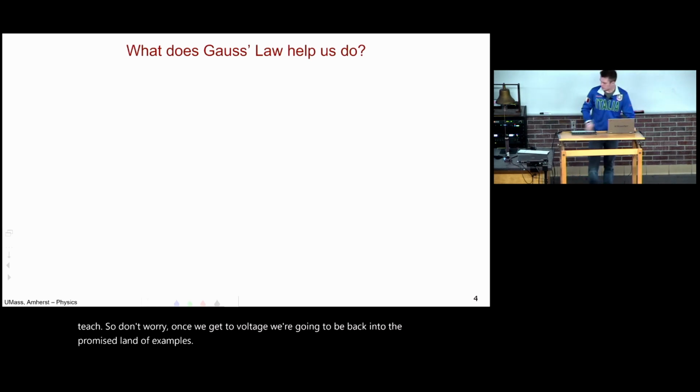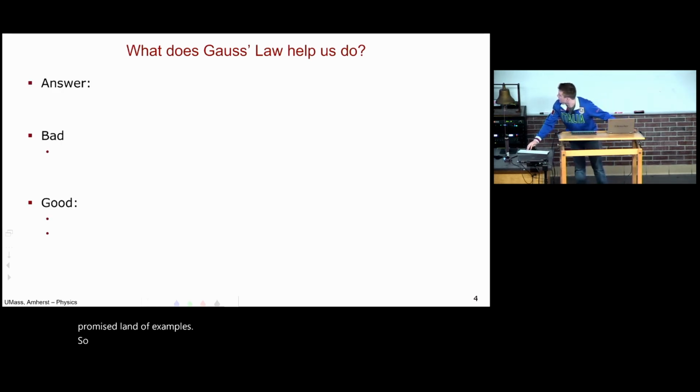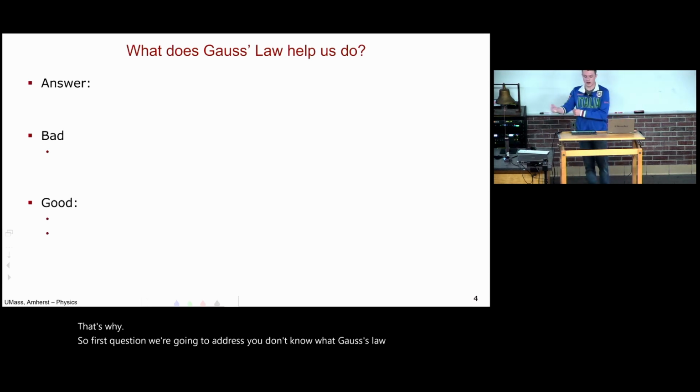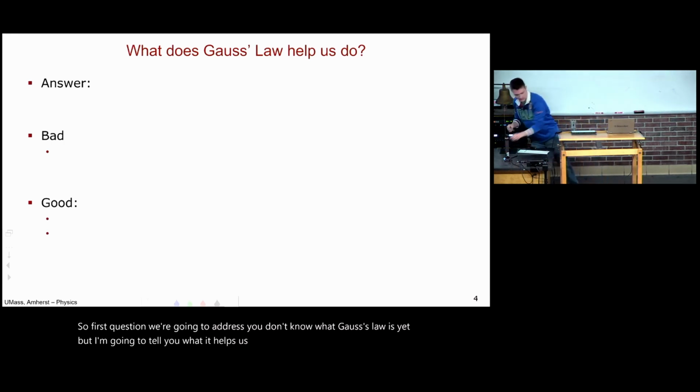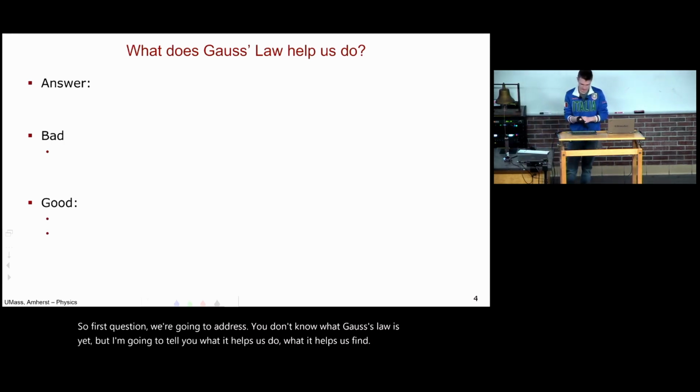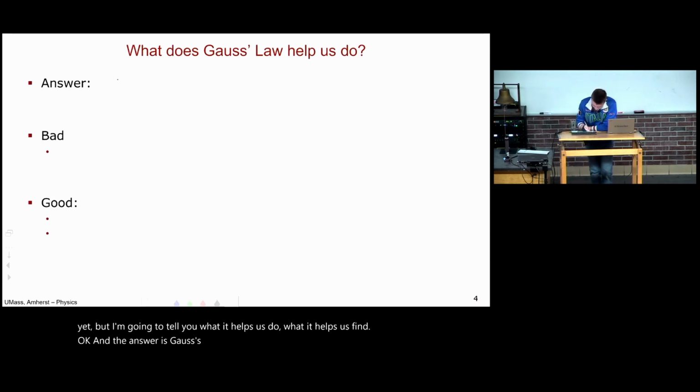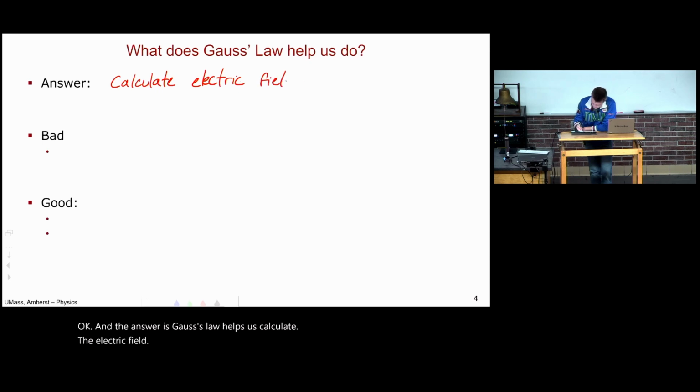Okay, so first question we're going to address, you don't know what Gauss's law is yet, but I'm going to tell you what it helps us do, what it helps us find. The answer is Gauss's law helps us calculate the electric field near highly symmetric objects.